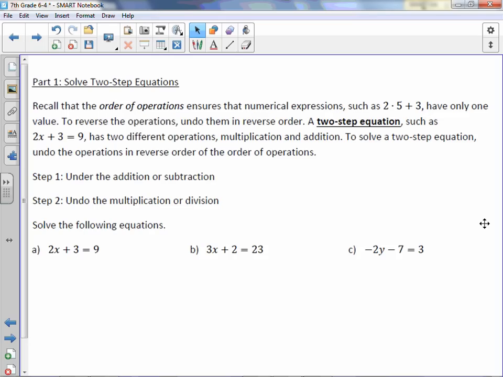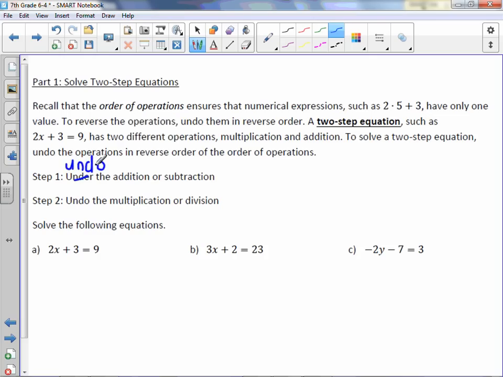So normally, if you were to solve an expression, you would perform multiplication and division before you would perform addition and subtraction. So to go the other way, we need to go in the reverse order. So we need to take care of and undo the addition and subtraction. And then we need to take care of and undo the multiplication or division.